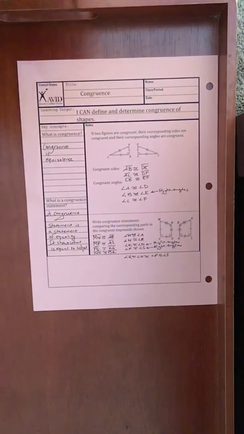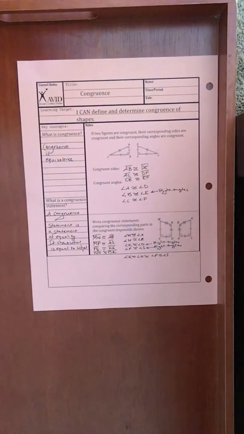The first lesson we're going to do is on congruence. You've got your I can statement filled in. You should be able to define and determine congruence of shapes by the end. What is congruence? Congruence is equivalence. So we've talked about when things are congruent, they are equal.